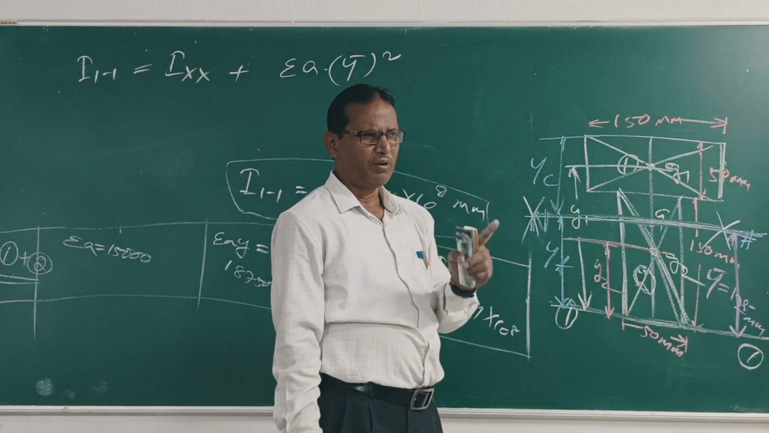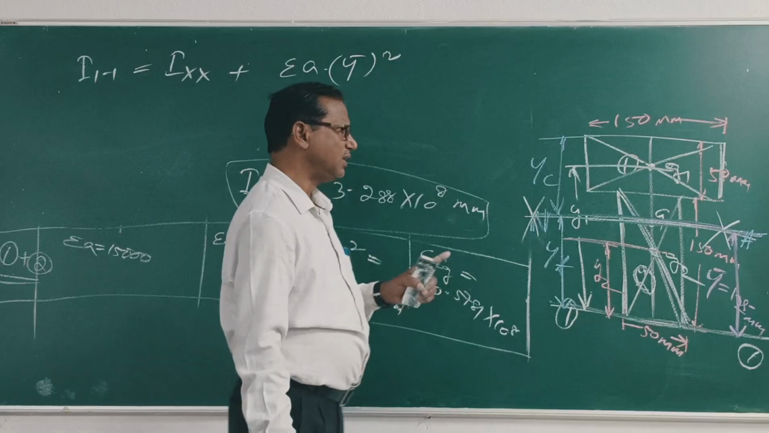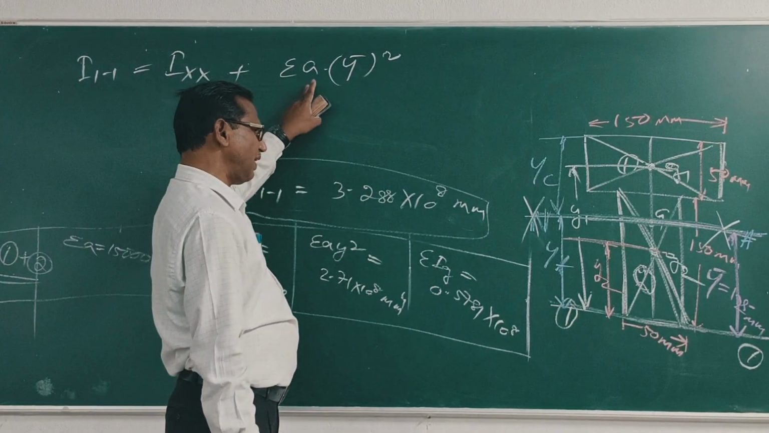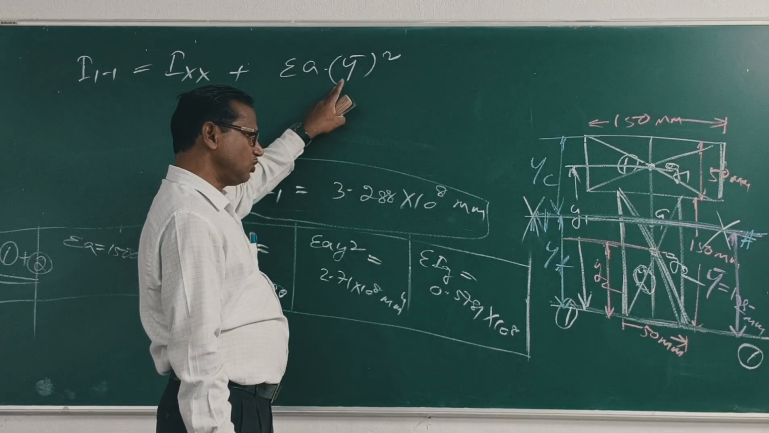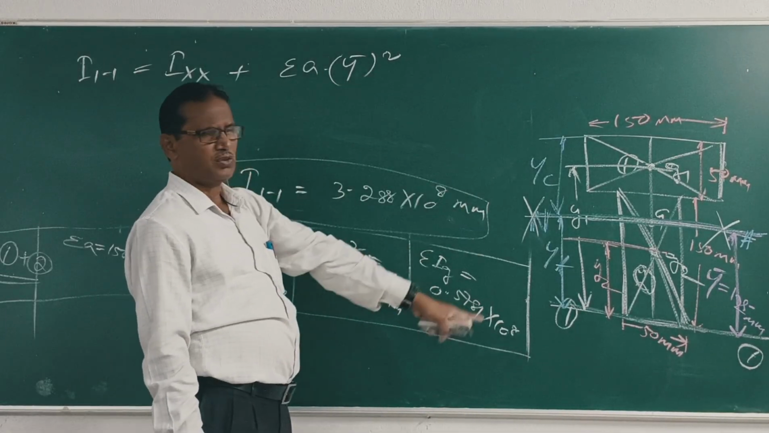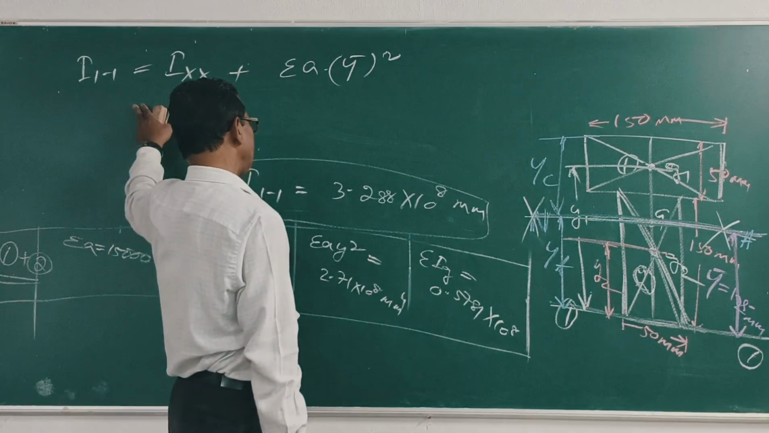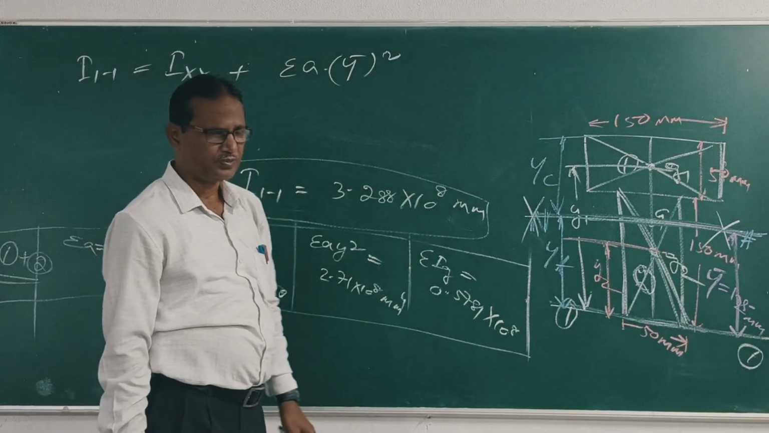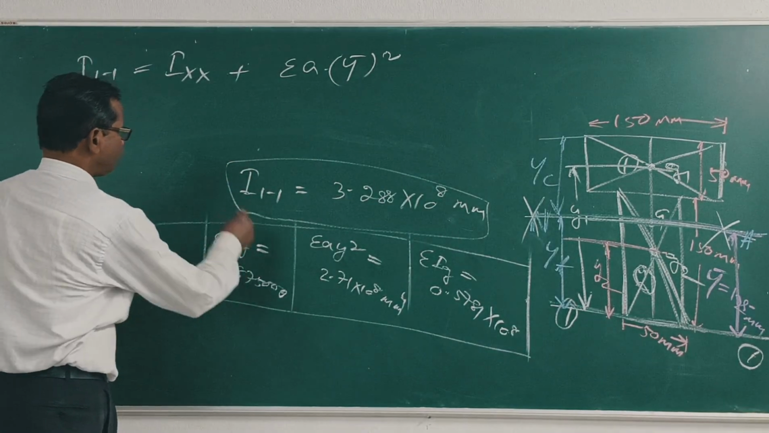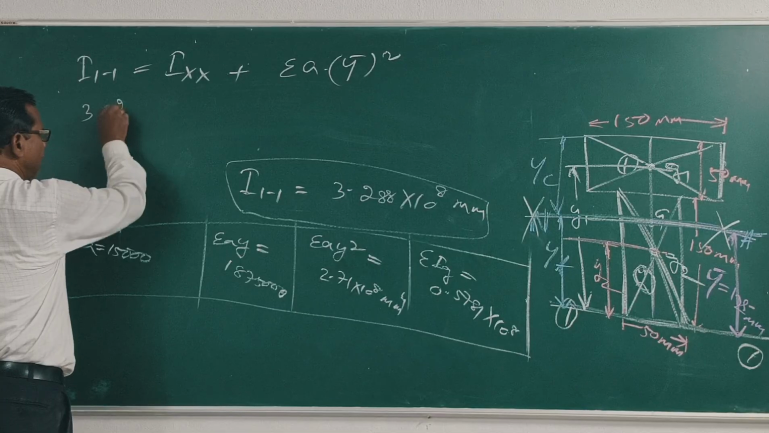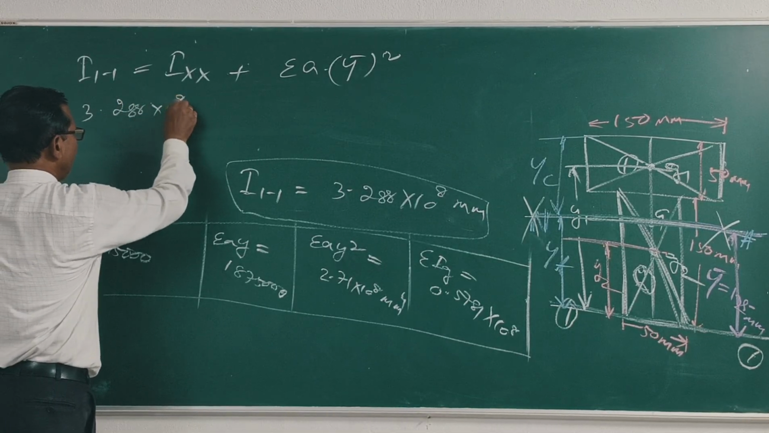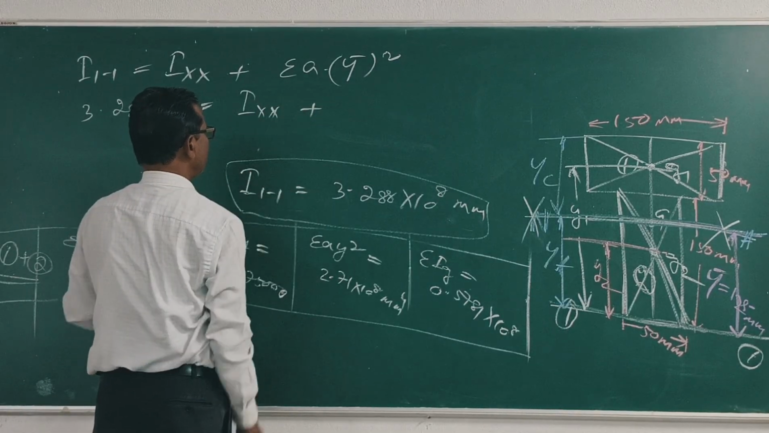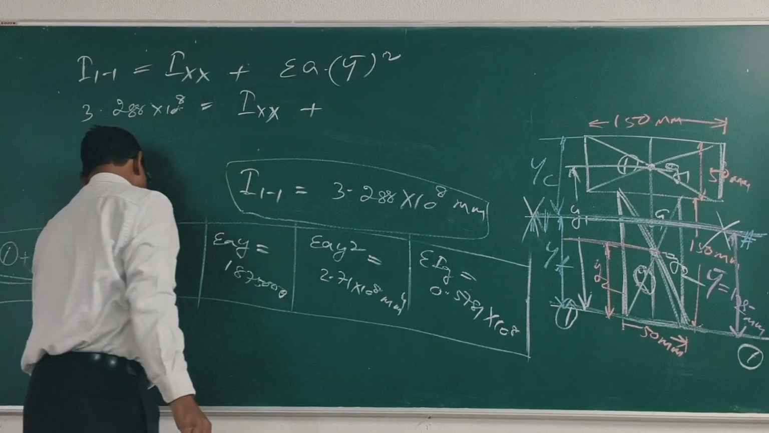IXX plus the product of the total area into the square of the distance between the two axes. That is I1 is equal to IXS plus sigma into y bar square. Now put the values. What is I1? 3.288 into 8 is equal to IXX plus sigma I. What is sigma I?